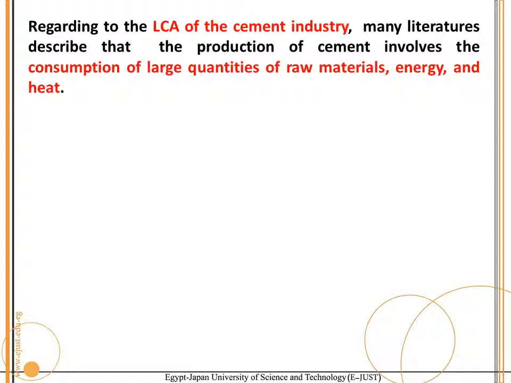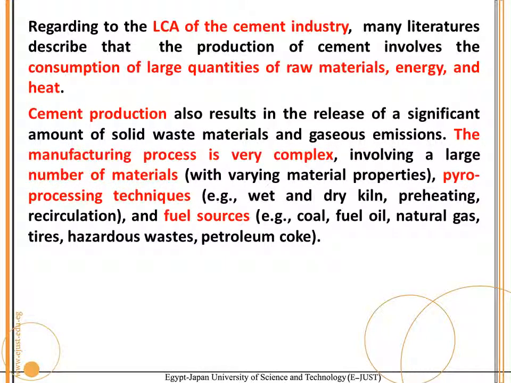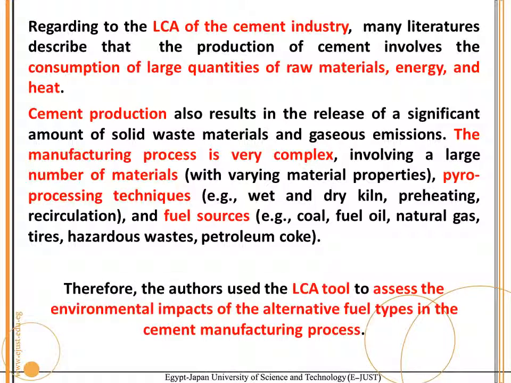Regarding the life cycle assessment of the cement industry, much literature describes that the production of cement involves the consumption of large quantities of raw material, energy, and heat. Cement production results in the release of a significant amount of solid waste material. The manufacturing process is very complex because of the number of materials, processing techniques, and fuel sources such as coal, fuel oil, natural gas, and petroleum coke. Therefore, the authors used the life cycle assessment to assess this complex process by the environmental impact of the alternative fuel types in cement manufacturing.